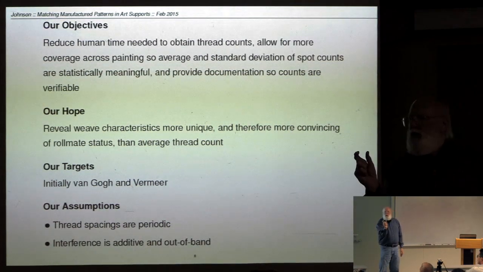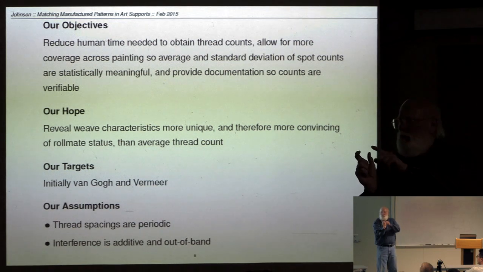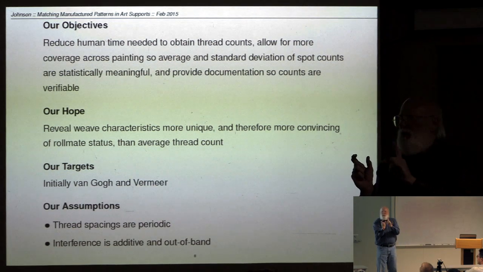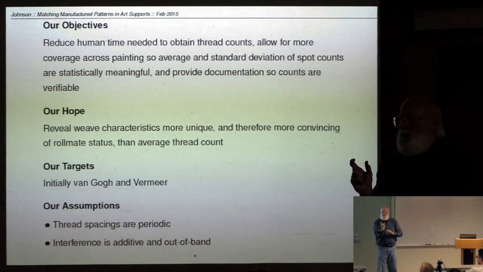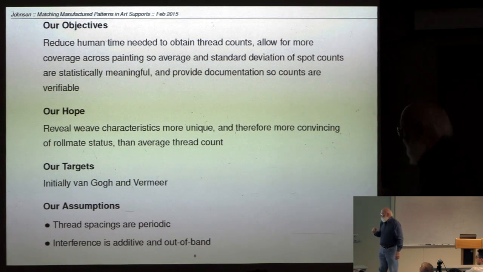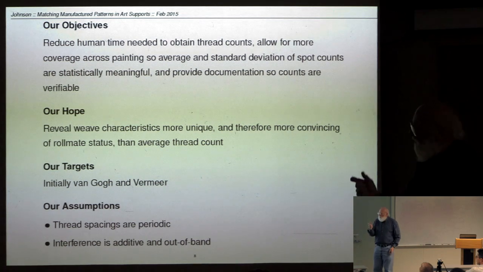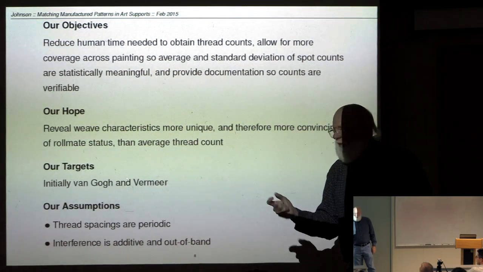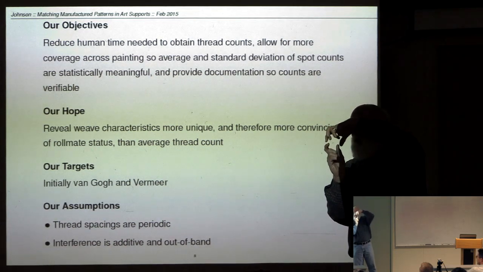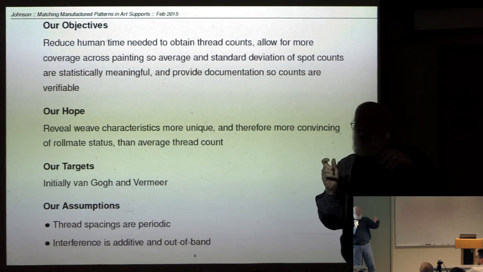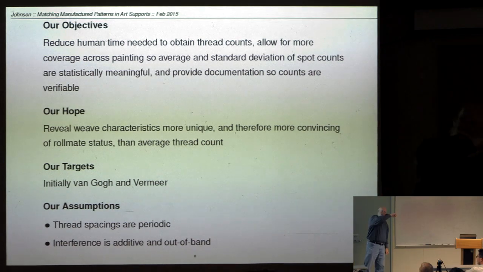Okay, so we're just going to look in that little range, and effectively imagine that we're going to do a frequency domain type of analysis, and the big peak in that little range is going to be the thread count. Okay, and that can work if the thread spacings are periodic, and if the interference from everything else is additive and doesn't sit in that range so much, it's sitting somewhere else. So brush strokes are very low frequency.